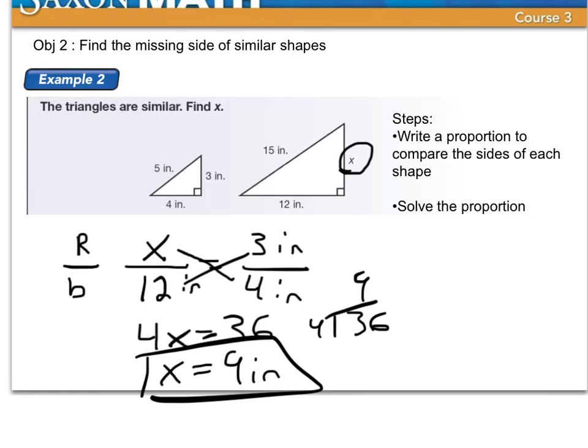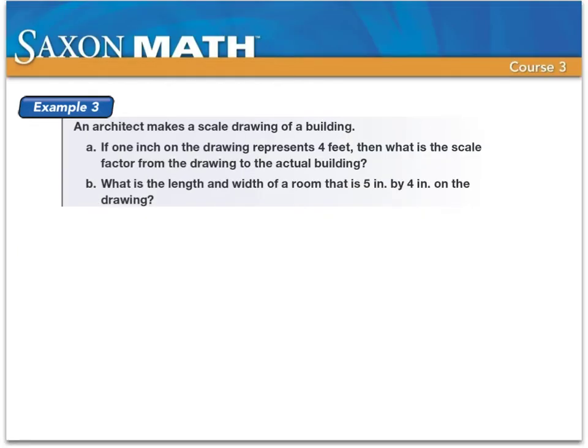Okay, let's do one last example. Example 3 says an architect makes a scale drawing of a building. Then it says if 1 inch on the drawing represents 4 feet, so I'm going to write that down, 1 inch equals 4 feet, then what is the scale factor from the drawing to the actual building? So this is the drawing to the actual building.